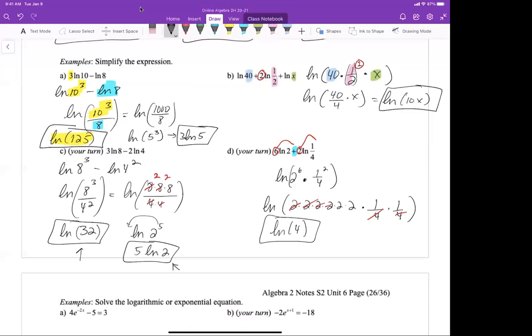However, what's the book going to give you? Log of 2 squared is the same as log of 4, which will be equal to 2 times natural log of 2. All right. Hope that makes sense.